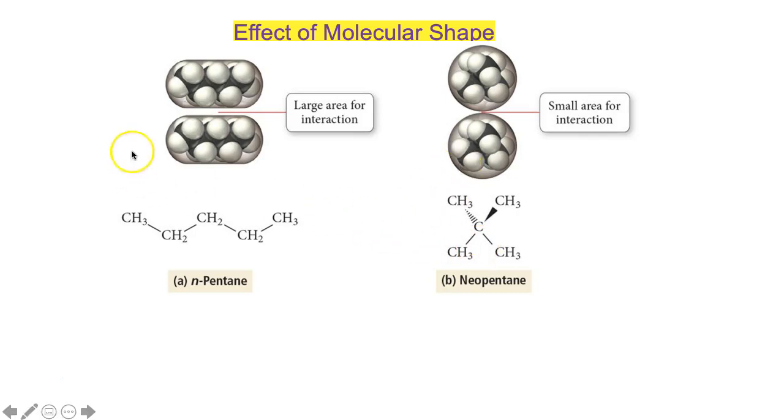Now let's see what the difference is though of the shape. For the normal pentane, we have a straight chain. We have a larger area for interaction between one normal pentane molecule and another. Larger area for interaction means more places for dispersion forces to form. Whereas over here, in neopentane, because it's kind of a circular molecule, we have very little area for interaction. So this should have a lower dispersion attraction than over here. So we would expect, if this was the only difference, that the dispersion force would be larger for n-pentane. Therefore, n-pentane should have a slightly higher boiling point than neopentane.